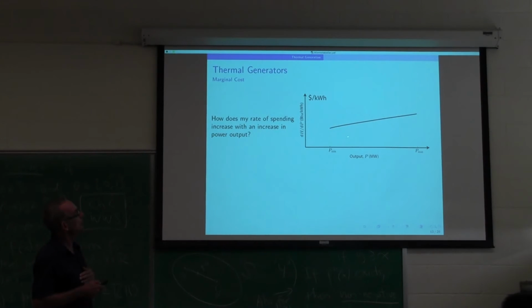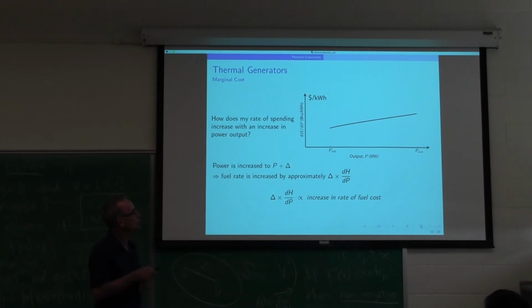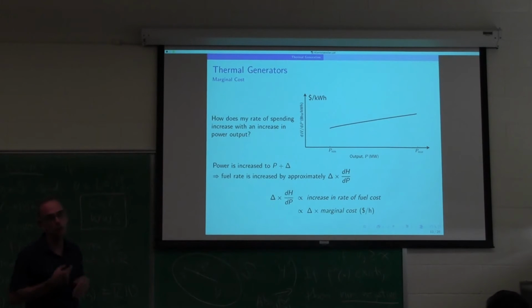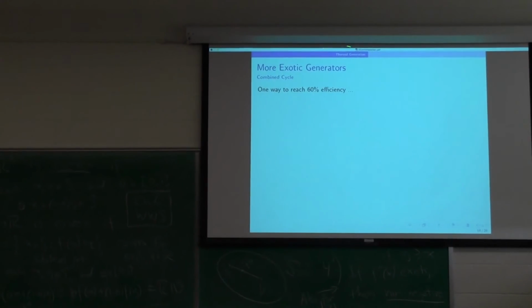So my rate of spending is increasing as I increase the power output, and that's all. We don't need this graph. Basically, marginal cost will become an important concept. It's a waste of time to get into it now, really. Okay, so here's some fun.